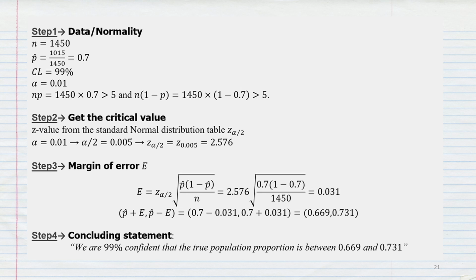Step 1, extract the statistics and check normality. Step 2, get the critical value from the z-table or by using Microsoft's Excel. Step 3, calculate the margin of error. Finally, Step 4, make a concluding statement.